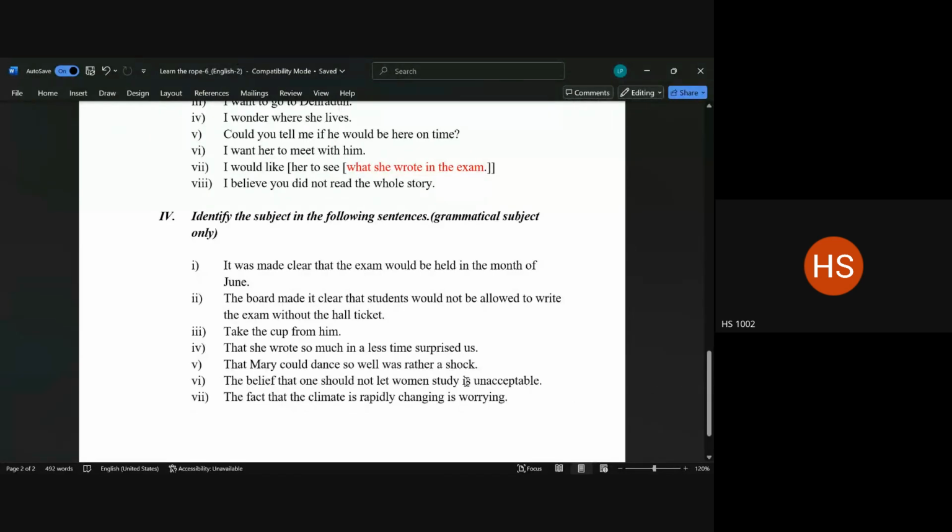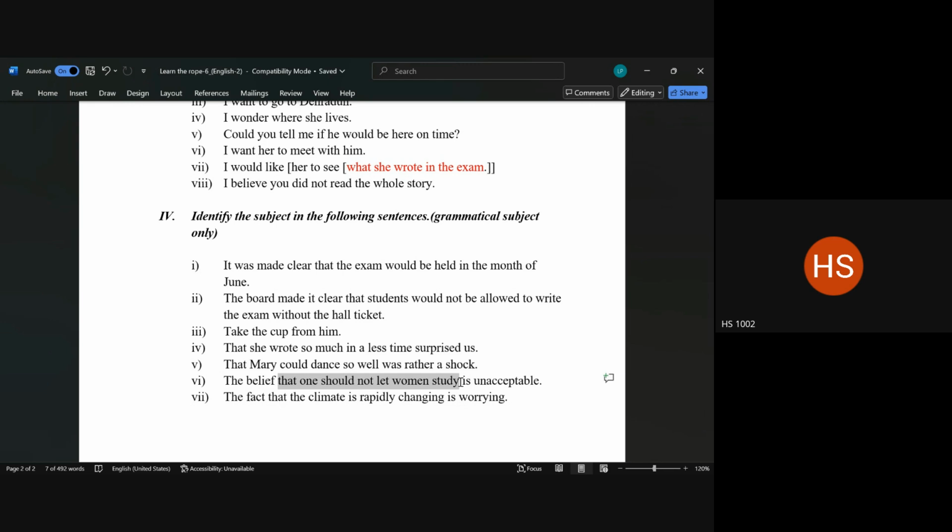A lot of people would go ahead and mark the belief that one should not let women study. This is not your subject, right? Only this part, the belief, is your subject, because in this case that clause is not your subject clause. This is basically an adjectival clause to the noun, the belief, that one should not let women study.